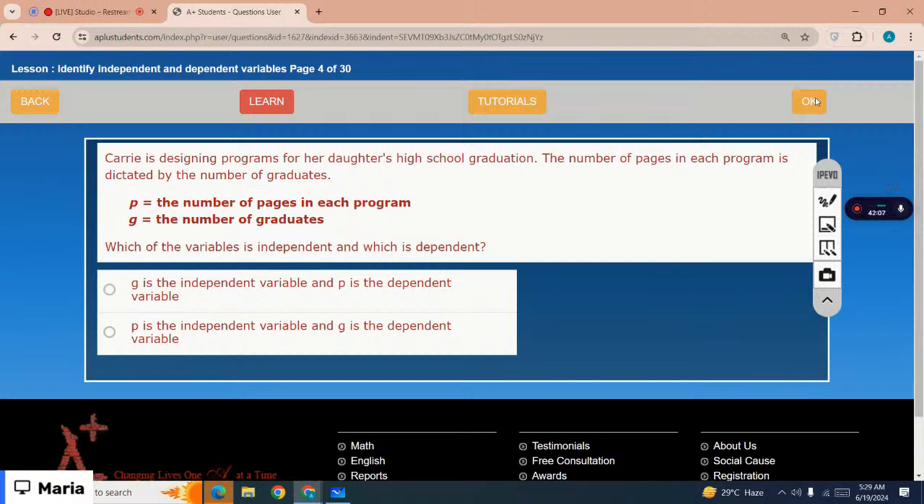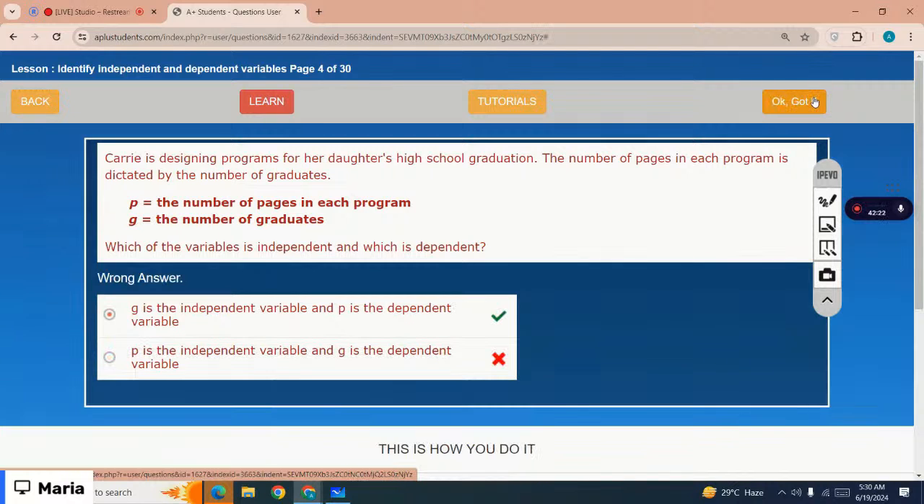The correct option is P is the independent variable and G is the dependent variable. Got it? No, I think yes. G, the number of graduates, is the independent variable and the number of pages is dependent on the number of graduates. So G is the independent variable and P is the dependent variable. The correct option is option number 1. Sorry.